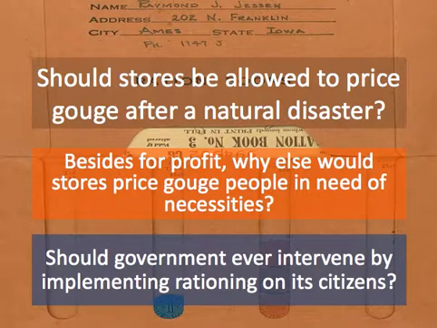So before we get started, a couple of questions for you to think about here. Should stores be allowed to price gouge after a natural disaster? We recently had a couple of hurricanes go through the U.S., and as a result, we've seen prices on certain items skyrocket. Should they be allowed to do that? Besides profit, why else would stores price gouge people in need of necessities? Why would they do something like that?